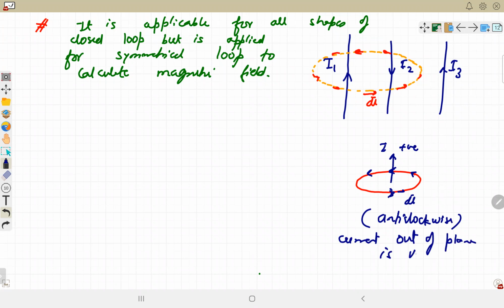Current going in is negative, and likewise for clockwise integration, current going in will be taken positive and current coming out will be taken negative. Right? Yes.